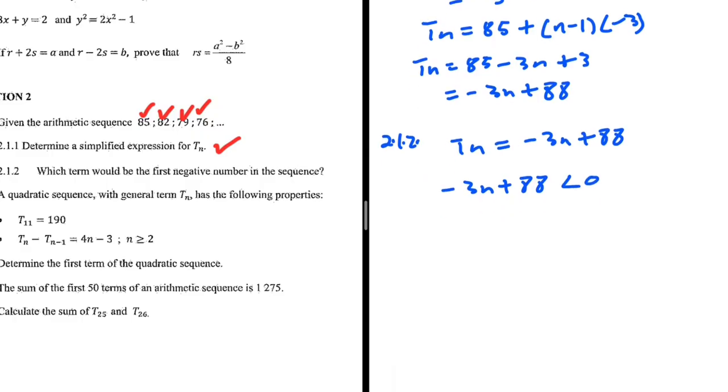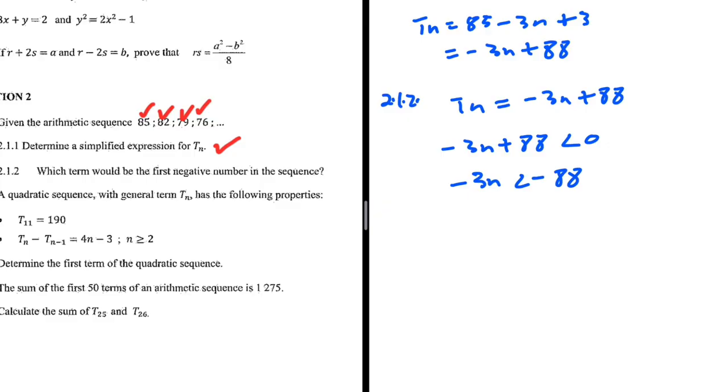So let's go ahead and do that. Minus 3n is less than minus 88. We divide both sides by minus 1. When we do that, the inequality changes, right? So we have 3n being greater than 88.